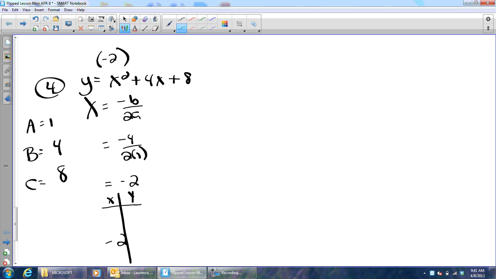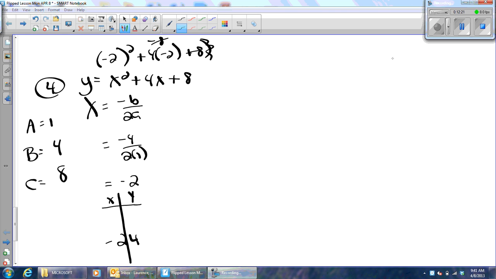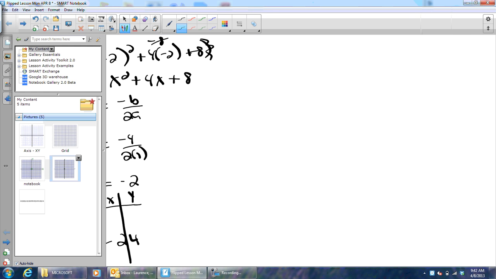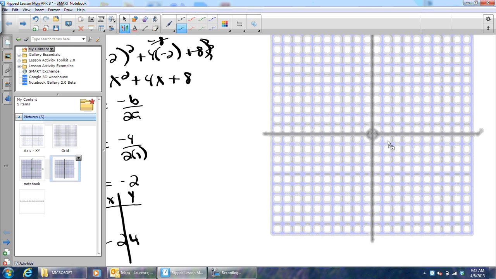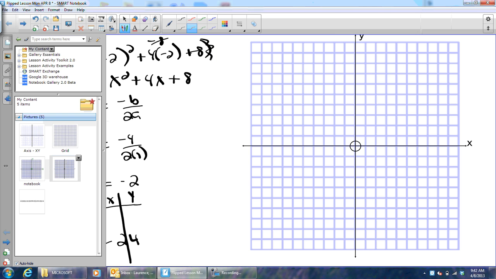plus 4 times negative 2 plus 8. And so I know that this is going to get me a negative 8, and those negative 8s are going to cancel. So I'm going to be left with a plain old 4. And so let me get that on the graph. So that's negative 2, 4: negative 2, 1, 2, 3, 4.